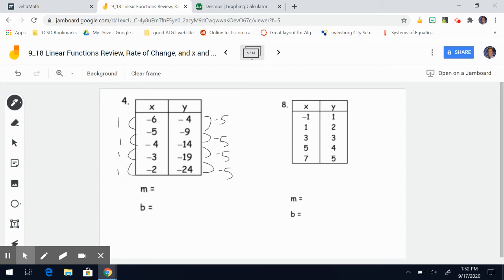So just be careful. I know X is first in the table. However, remember, it's the change in Y over the change in X. So we need to put that Y value up top, which is -5, and then we need to put that X value at the bottom. So the change is 1. You can leave it as a fraction, or you can put it as a whole number.